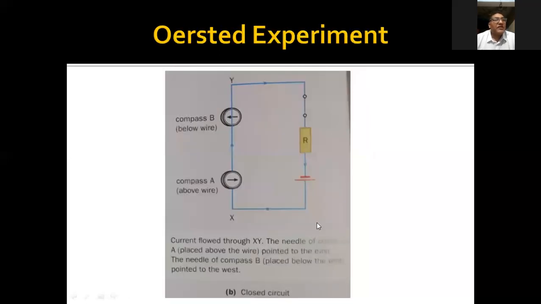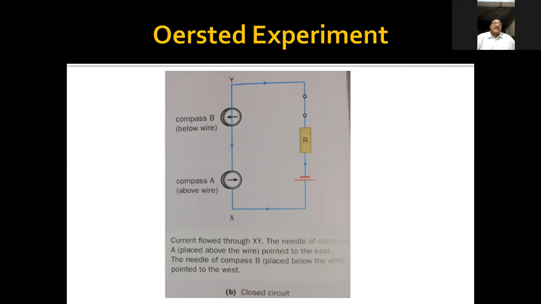Now, this is the next figure. Here we have closed the switch. When you close the switch, obviously the current starts flowing through this blue conductor. One interesting thing is that the conductor is still in the north and south direction. But when the current starts flowing, the magnetic compass above the wire started pointing towards the east, and the magnetic compass below the wire started pointing towards the west.